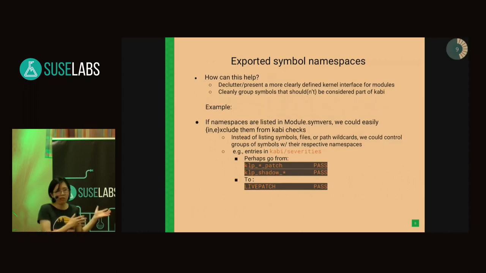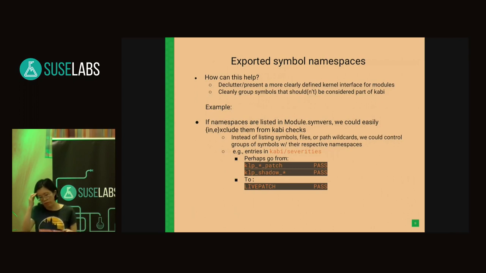So how is any of this related to KABI at all? I think this patch set would be able to declutter and impose order, or present a more clearly defined kernel interface for modules. We would have the ability to cleanly group symbols that should or shouldn't be considered part of the KABI. So for example, if we have namespaces today upstream and we have namespaces listed in the module symvers file, we could easily include or exclude them from our KABI checks.